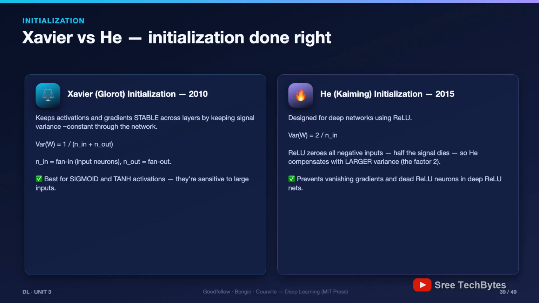ReLU zeros all negative inputs, killing half the signal's variance. He initialization simply doubles the input variance to compensate. Poetry in arithmetic. The pairing rule to memorize: sigmoid or tanh, Xavier; ReLU, He. And a comforting secret: modern frameworks default to these. You've been using He initialization all along; now you know why it's there.